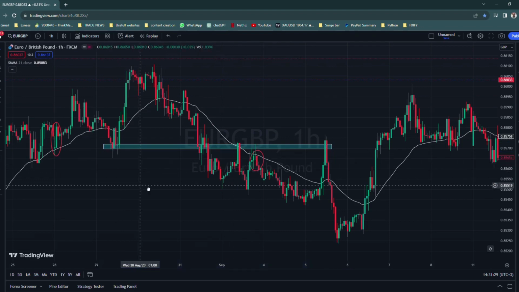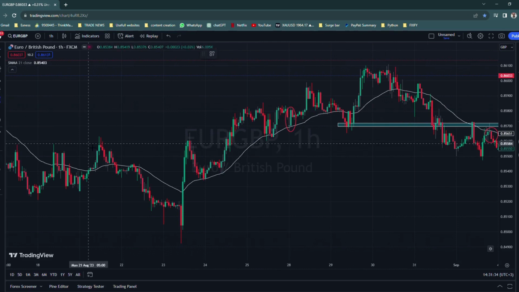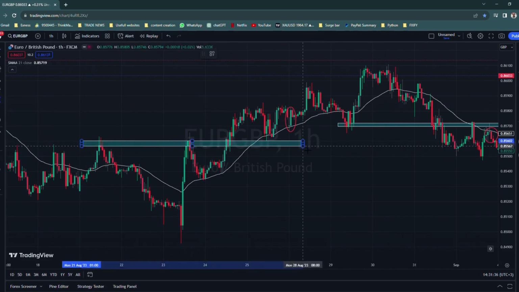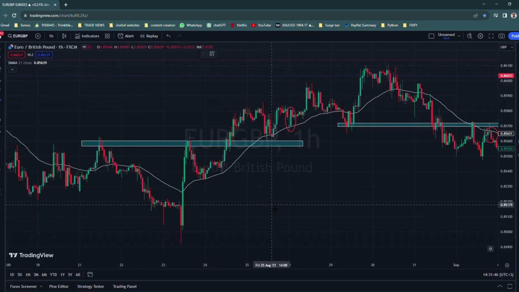So I had spotted another example right here. We had our resistances here, and then this resistance was broken to the upward side, which means we are going to start looking for entries to the upward side also. Now we have 2 entries right there. We have an engulfing here and another engulfing here, and these 2 were both good entries to the upward side.